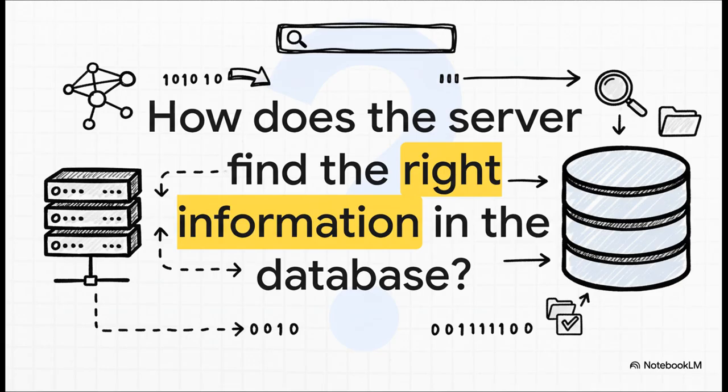So here's the next question. How does that server find the exact piece of information you're looking for? I mean, it's not just randomly flipping through digital pages, right? No, it has a very specific, very clever way of talking to its massive digital archive. An archive we call a database.